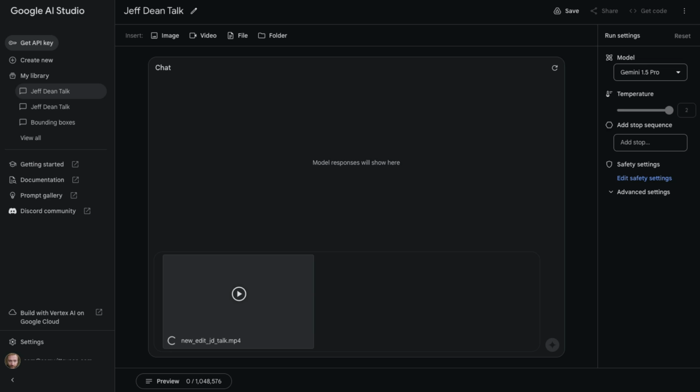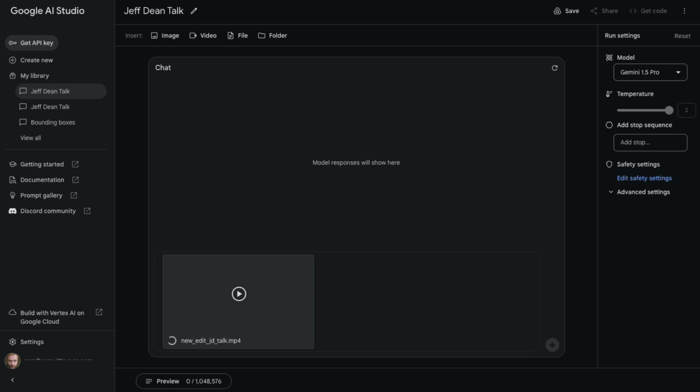Now, it's worth noting that while I'm uploading this, even though I'm uploading a video which has audio in it, this version of Gemini 1.5 Pro currently doesn't support audio. So it's going to strip the audio out, and we're just going to have the video in here.